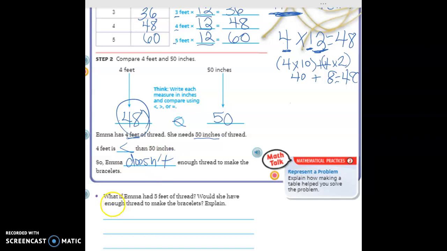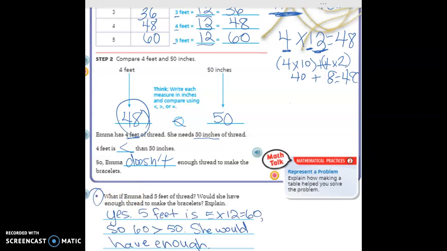Now I want you to pause and try to answer this question right here. Now I've written here, yes, 5 feet equals 5 times 12 because we have 5 12-inch pieces, which would equal 60. So 60 is greater than 50, and we would have needed 50 inches, so she would have enough. So we do know that this is how you solve the problem. If you have so many feet, that means you have 12 inches for every foot. Now go ahead and go to the next page.